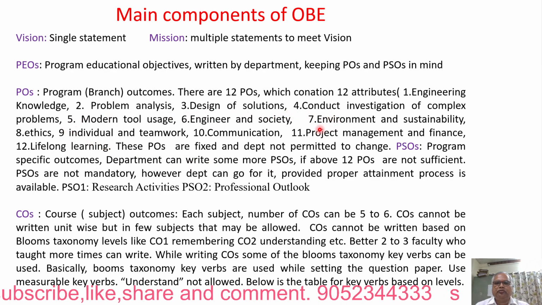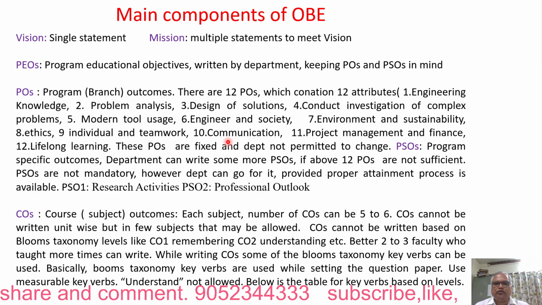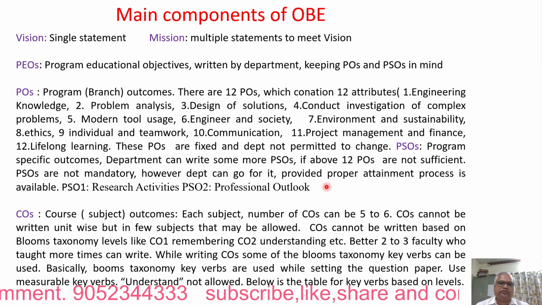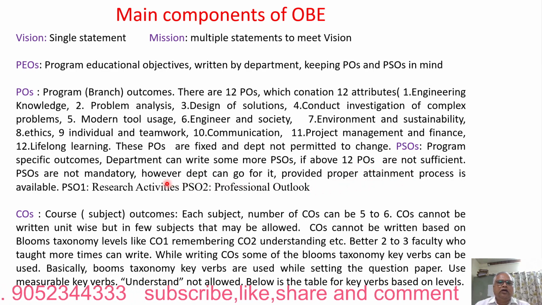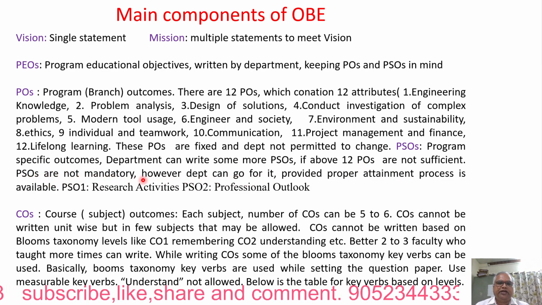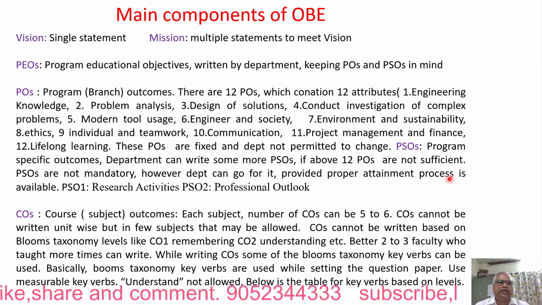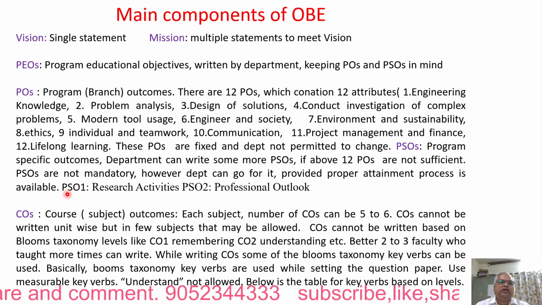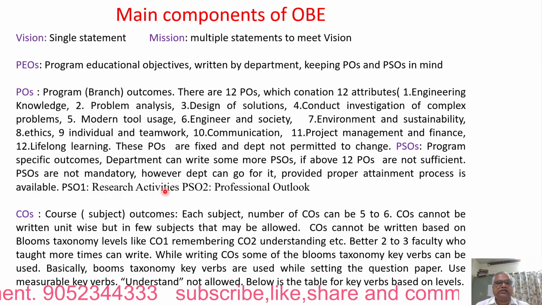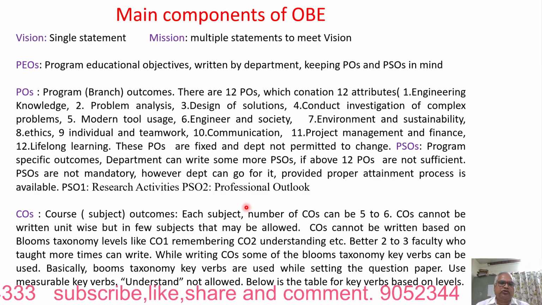So these 12 attributes, if college not happy or if they have some more attributes pending, then they can go for 2 or 3 PSOs. PSOs are not mandatory, however, department can go for it provided a proper attainment process is available. So in EC department, we have written PSO1 as research activity, PSO2 as professional outlook.